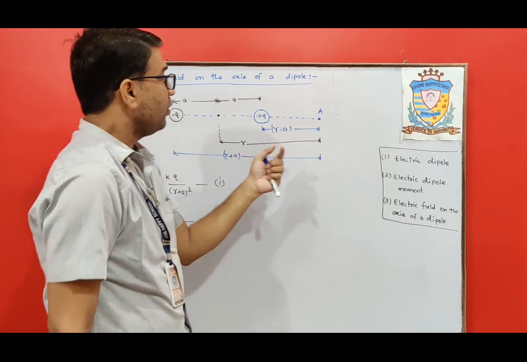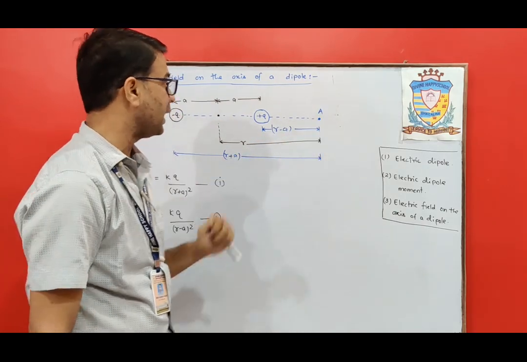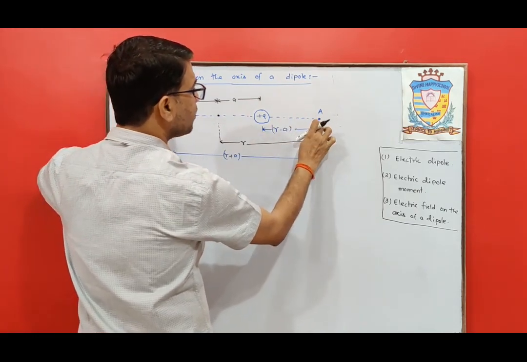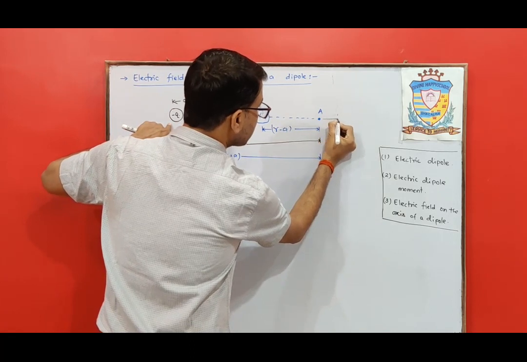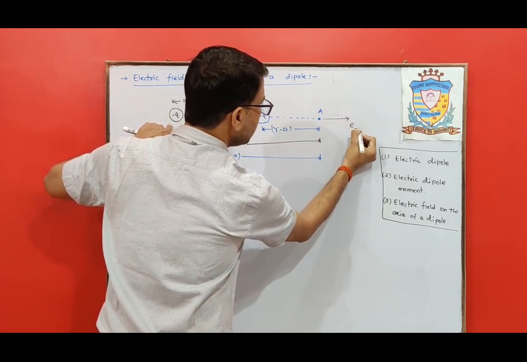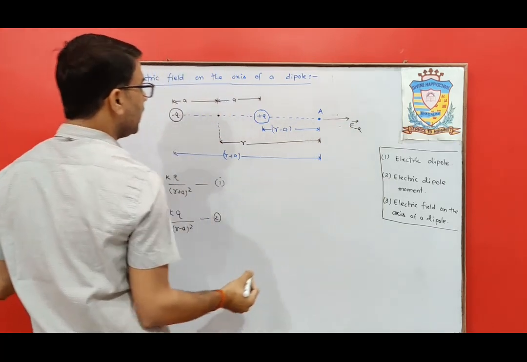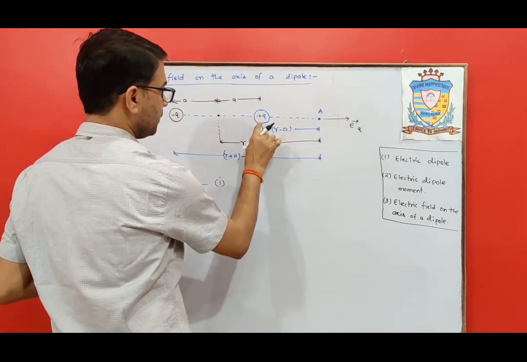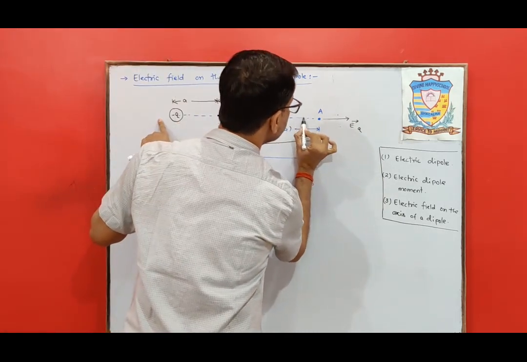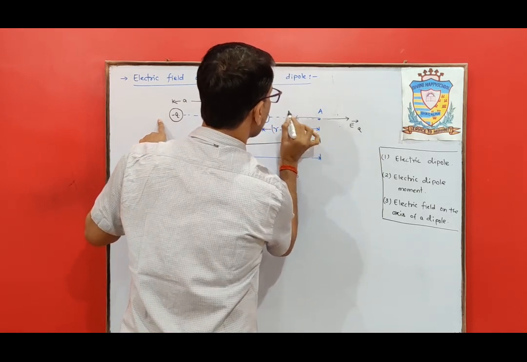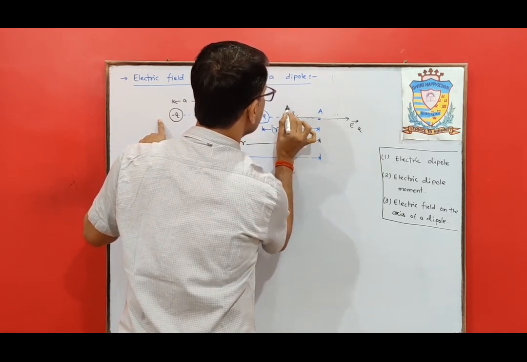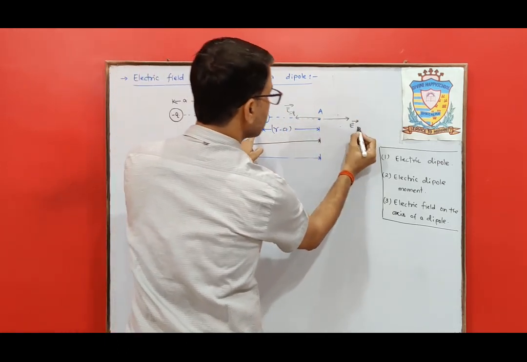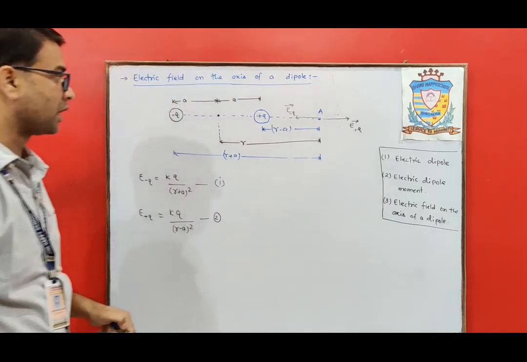Now we'll find the direction of electric field at point A. If for minus Q charge we put a positive charge over here, this will be the direction of E minus Q. And if we place a positive charge near plus Q, it will repel, so this will be the direction of E plus Q.